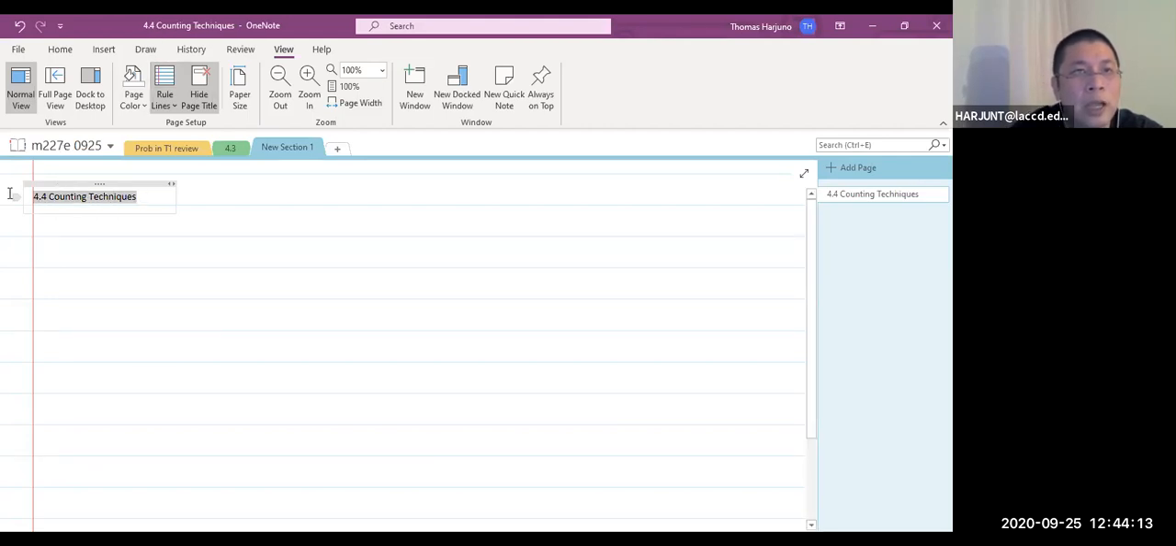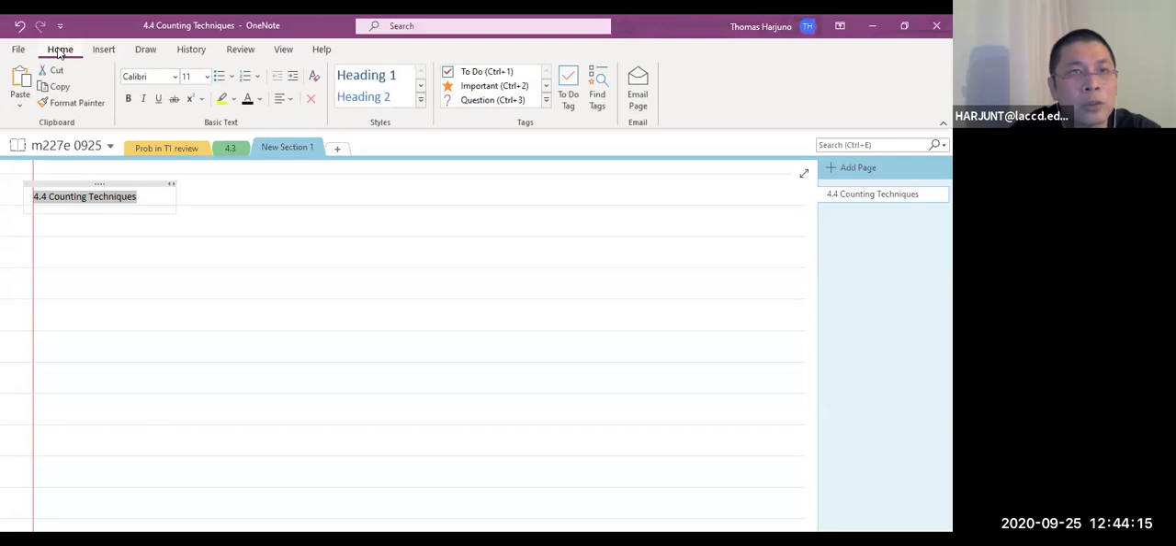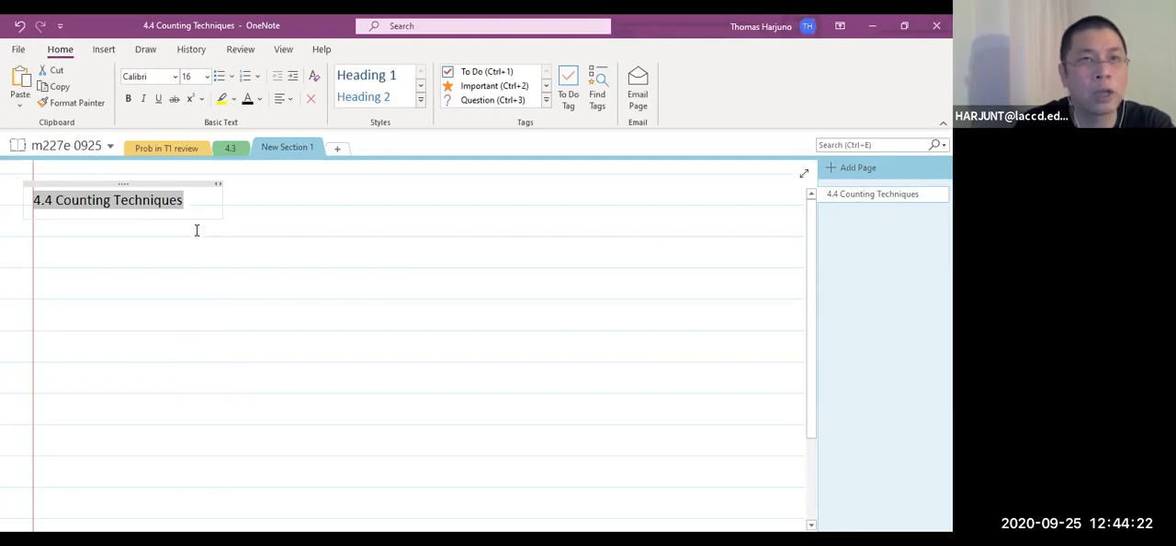Counting techniques, and this section is a very long section. It usually takes me approximately 4 hours to explain it in full. Of course, I cannot finish it today, but at least I can teach you now the calculator part.